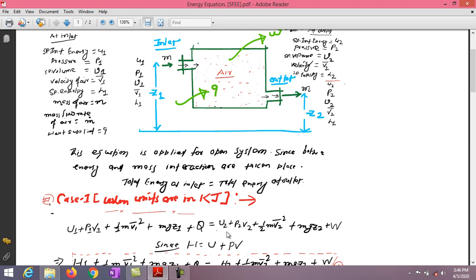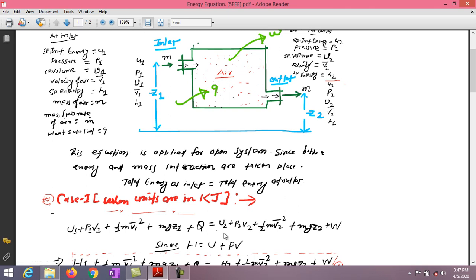This will be equal to U2 plus P2 V2, where U2 is the total internal energy of air at outlet, and P2 V2 is the displacement work in the form of energy at outlet. Half m v2 square is the kinetic energy of air at outlet. mgz2 is the potential energy of air at outlet, plus W, the work. We are getting some work output from the system, the work is done by the system, that's why we are taking a positive sign here, right? So this is the very basic equation of the steady flow energy equation.